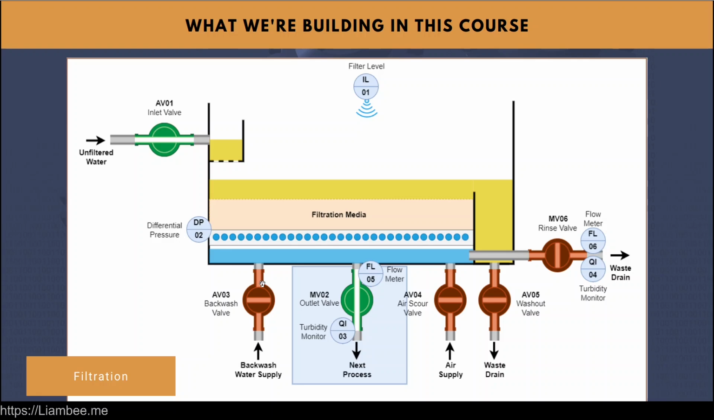But for a normal filtration sequence, what we need, so we're in filtration at the moment, this is the example that we're looking at. If I wanted to go into filtration, the backwash valve could actually be failed as long as it's closed, and we know that it's closed. Then we could open the inlet valve and the outlet valve, and as long as the flow meter is healthy, turbidity monitor is healthy, the outlet valve is healthy, and the inlet valve is healthy, differential pressure is healthy, and the filter level is healthy. As long as all of those are healthy, then we are okay to start the filtration sequence.